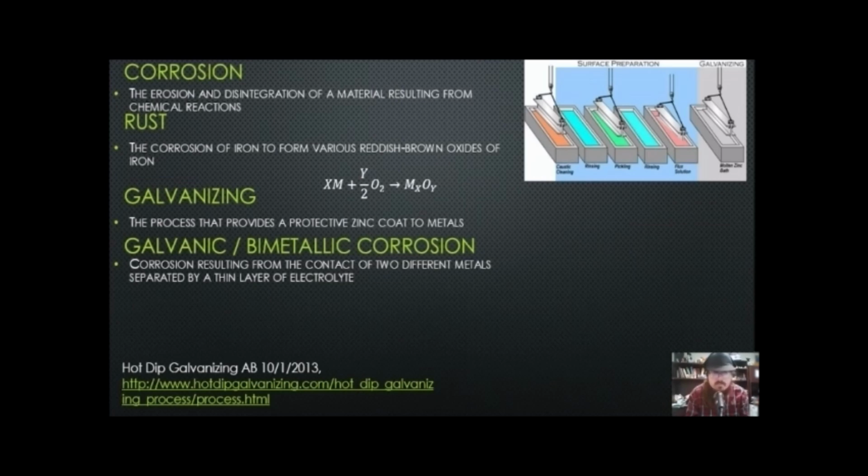Galvanizing is a process that provides a protective zinc coating to metals. This is often done various different ways, but you can dip, as my image shows, we can clean the steel and dip it into molten zinc to coat the thing. You could spray molten zinc directly on the surface. You can electroplate zinc onto the surface. There's various different ways, but the idea is that the zinc will coat the iron and provide a protective shell so that the iron will not rust for many, many years.